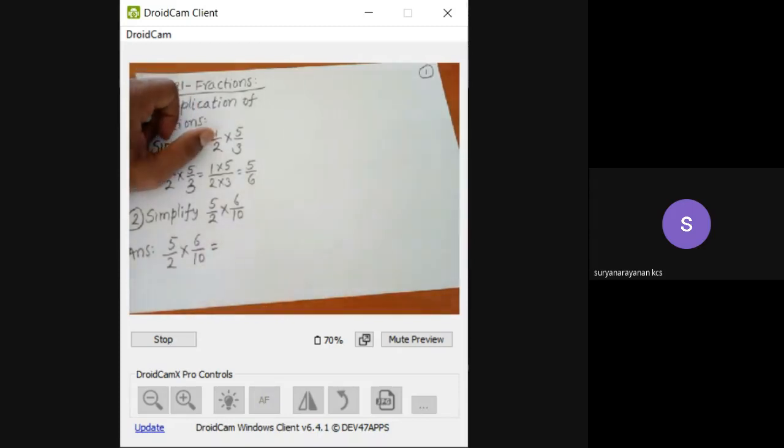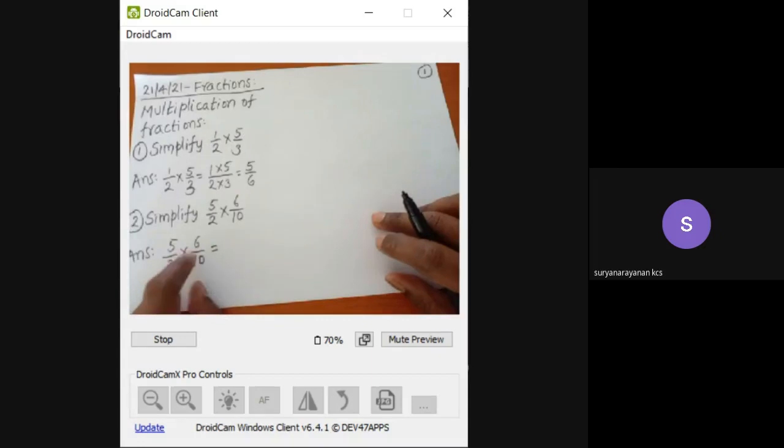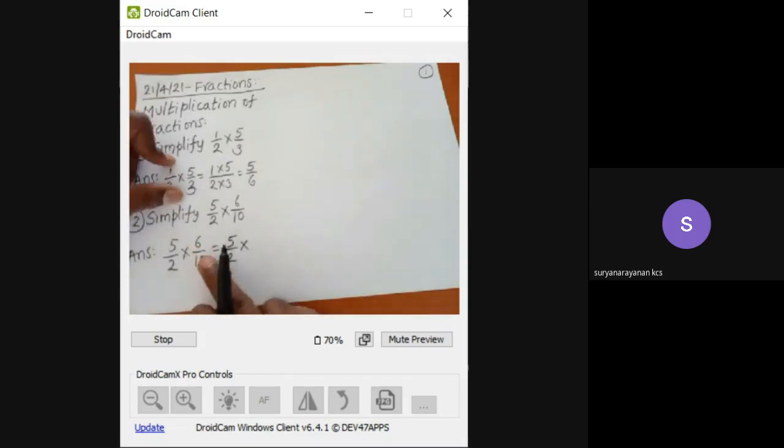In this case, if you observe, cancellation is possible. We can check whether numerator and denominator, if any table is possible, we divide the numerator and denominator by the same table. If you observe the second fraction, it is not in its simplest form. The simplest form is when the common factor to the numerator and denominator is 1. Then the fraction is said to be in the simplest form. So first we write 5 by 2 as it is. Let us simplify the second fraction.